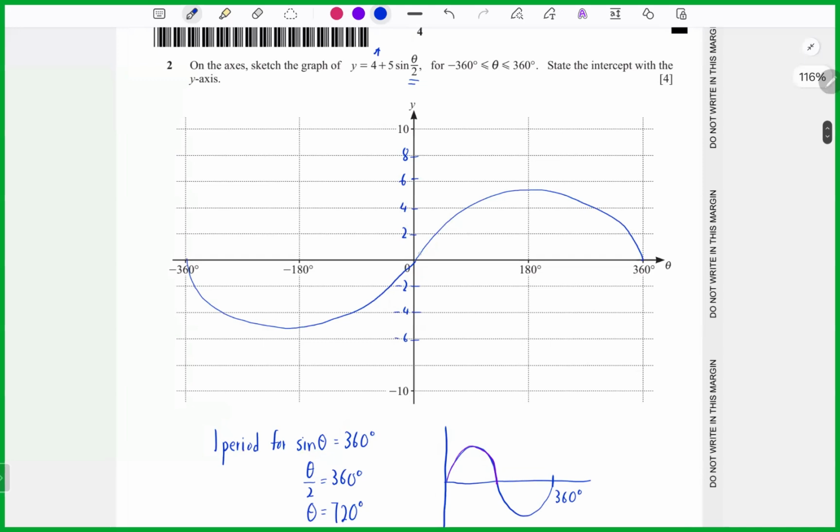So if you need to move upwards 4 units, you need to draw this part. Here the maximum is 5, right? Plus 4, you will get 9. So you need to label here. All right, so here is also 0, right? So you can label here. Okay, so this is your new graph.